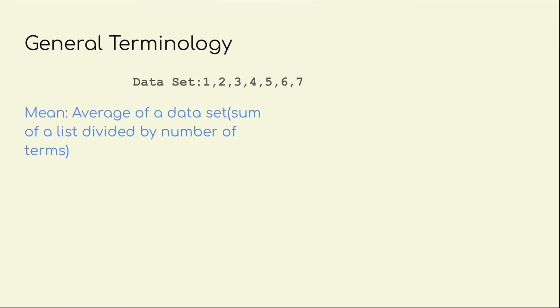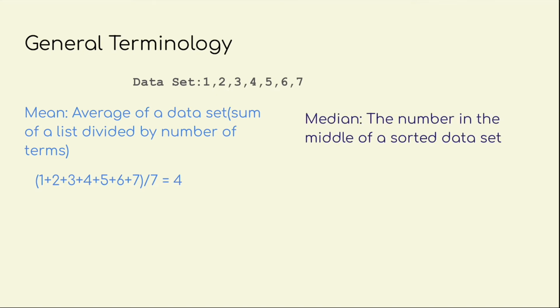So now let's go over some general terminology. Let's say we have a data set 1 through 7. The mean is the average of a data set. As we add all those numbers together and divide by the number of terms, we got 4. And then the median is the number in the middle of a sorted data set. In this case, it will be 4.